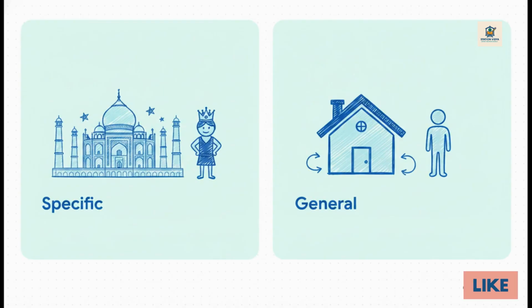Common nouns, on the other hand, are just general names. So instead of Ria, the common noun is just girl. Instead of Delhi, it's city. Instead of the Ganga, it's river. And instead of Mount Everest, it's just mountain.